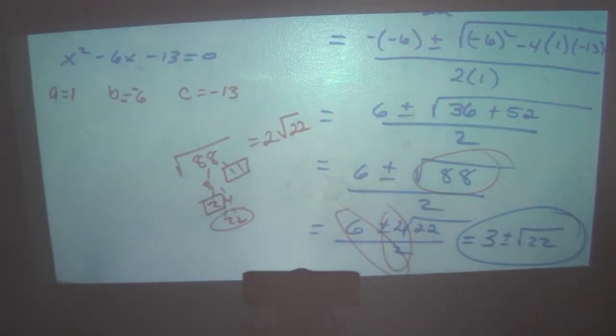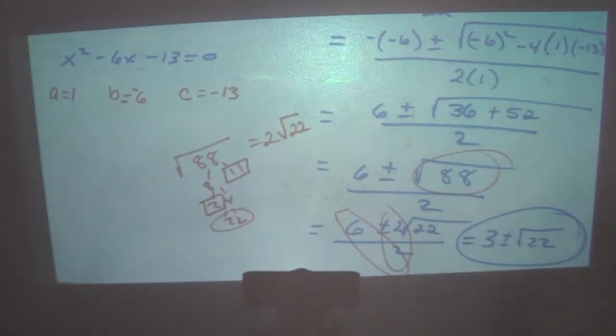Okay? Again, we're solving quadratics. Eventually, we're going to dive into the graphs of these things. This is where it crosses or touches the x-axis. In this case, a parabola is a quadratic, and you'll see that it crosses or touches in 2 spots. In this case, at 3 plus root 22 and 3 minus root 22.